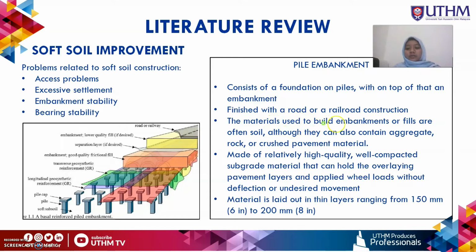The materials used to build embankments or fills are often soil, although they can also contain aggregate, rock, or crushed pavement material. It is made of relatively high quality, well-compacted subgrade material that can hold the overlying pavement layers and apply wheel loads without deflection or undesired movement. The material is laid out in thin layers ranging from 150 mm to 200 mm, in other words, 6 inches to 8 inches. Looking into this picture, this is the typical pile embankment design.